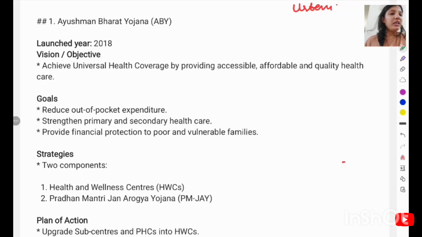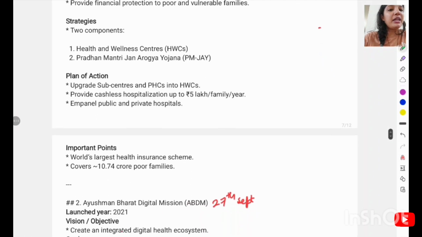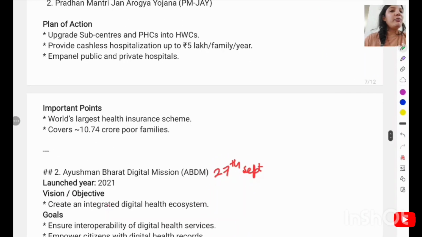Generally, the famous component is the Pradhan Mantri Jan Arogya Yojana, but one other strategy is there: health and wellness centers. Actually, PHCs and CHCs are converted to health and wellness centers. The plan of action is to upgrade sub-centers and PHCs into HWCs and provide cashless hospitalization up to 5 lakh per family per year. That is one of the important points. And impanel public and private hospitals. An important point is that it is the world's largest health insurance scheme and covers approximately 10.7 crore poor families.